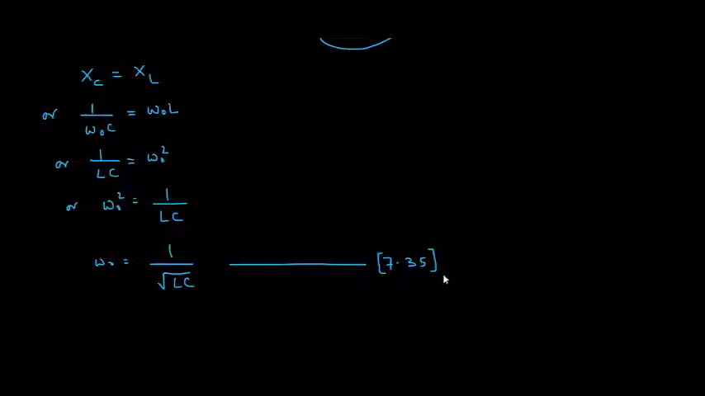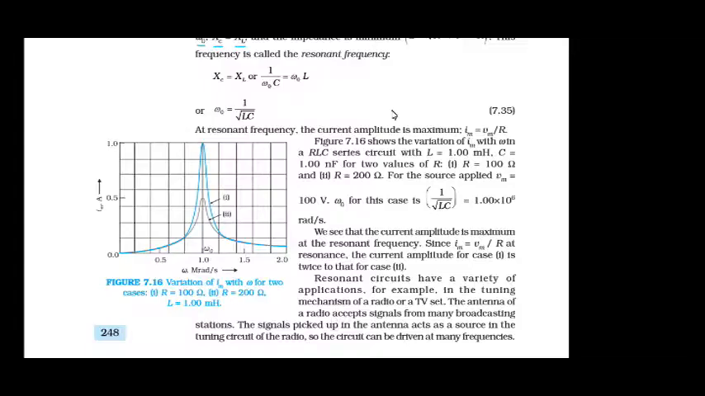So till here it is clear? You are with me now? Now let us see your book to see the graph and a few more details. So we have explained till equation 7.35. At resonant frequency, the current amplitude is maximum. That is, Im is equal to Vm upon R.